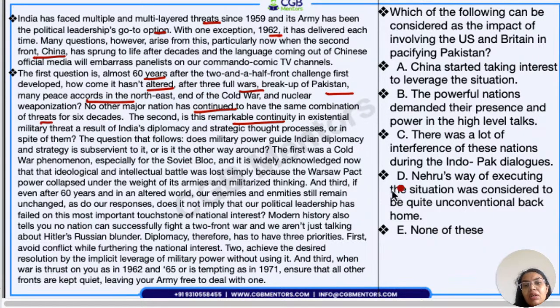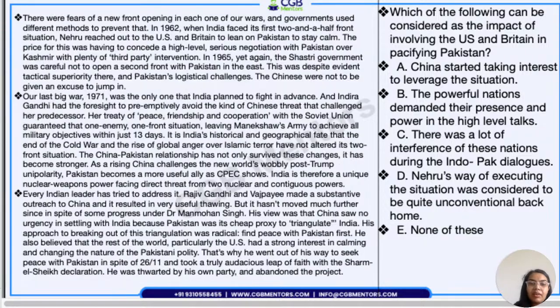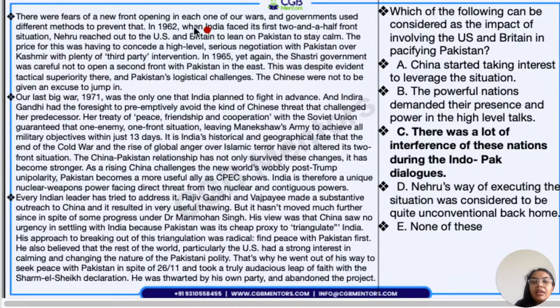But with respect to the question, if I get some hint here, I want to focus on that. The question that follows, it was raising a lot of questions. Does military power guide Indian diplomacy and strategy subservient? The first was a Cold War phenomena. Then we see the Warsaw Pact. Then we see modern history also tells you no nation can successfully fight a two-front war. Then a bit more about what had happened before, all those things were given, right? Then we get to see there were fears of a new front opening.